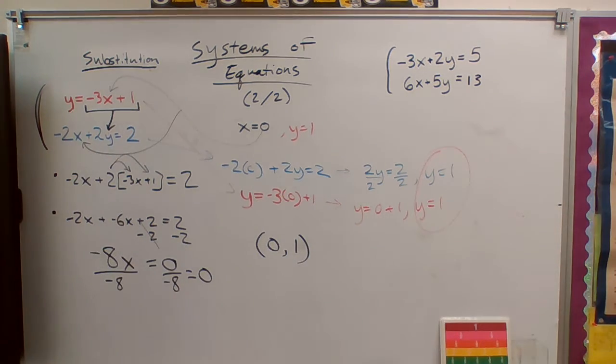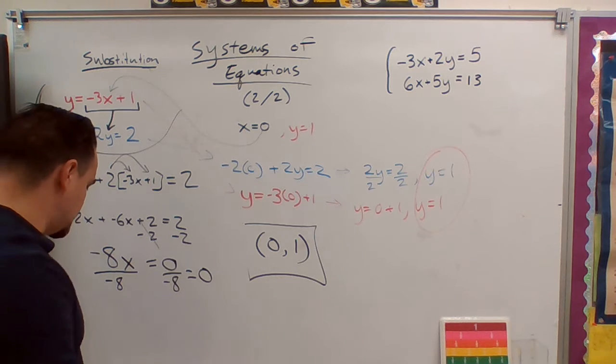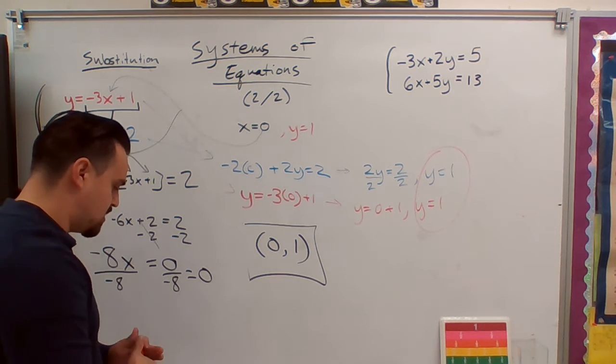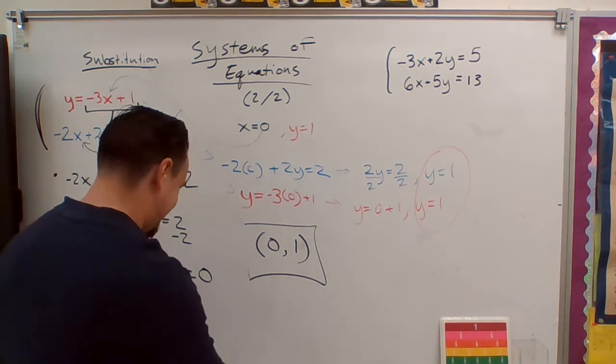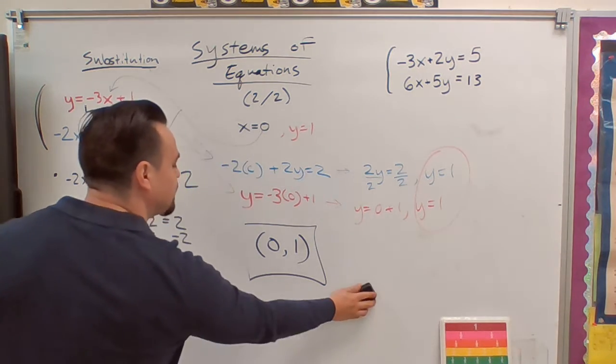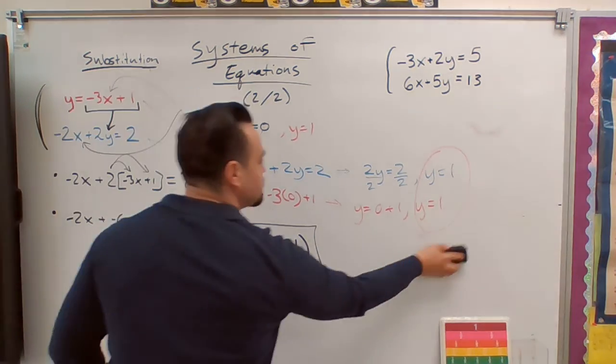That's where those two lines intersect. That was also an example of the substitution method. And now let's get a little weird. We are going to use a different method to solve that set of equations over there.